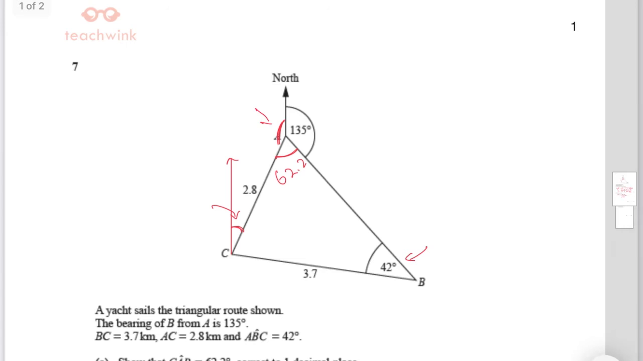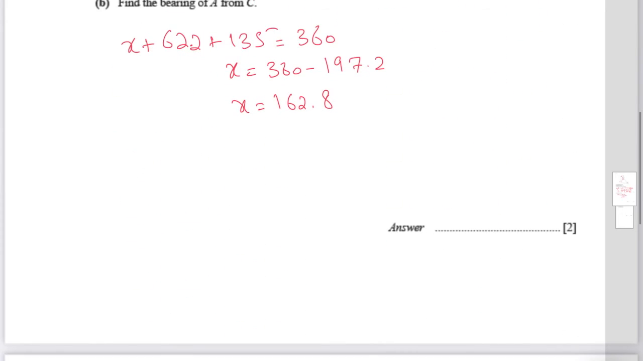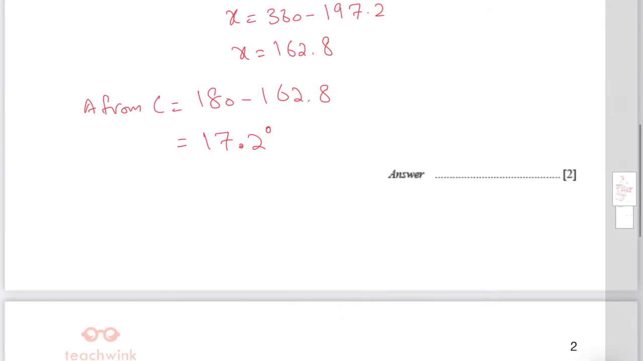Okay, if this angle is 162.8, one second, let me label it clearly. So we found this angle. This is 162.8 degrees. That means if we subtract this from 180, we would get this angle right here. So let's do that. So bearing of A from C is equal to 180 minus 162.8. This should give us 17.2 degrees. This is the bearing of A from C. So we write the value over here.